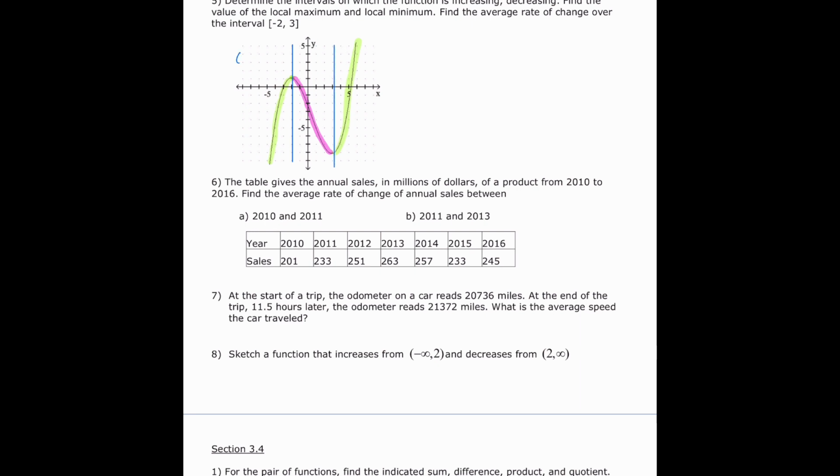So the interval from the left is from -infinity to -2. The middle interval is from -2 to 3. And the last interval is from 3 to +infinity. So now I know that the function is increasing on the intervals -infinity to -2 and from 3 to +infinity. And it is decreasing on -2 to 3.